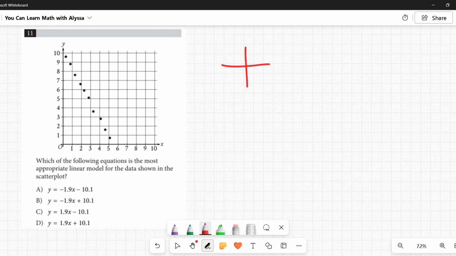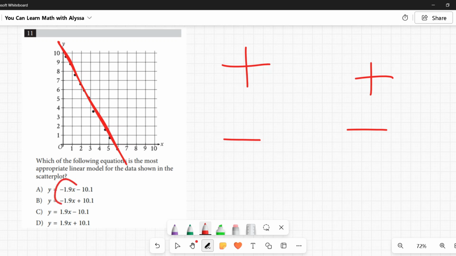It will be either a positive or negative slope, and then either a positive or negative y-intercept. If I draw a line like this, is that a positive or negative slope, and does it have a positive or negative y-intercept? And it won't be close. It will be very distinct. And that's what we have going on here.